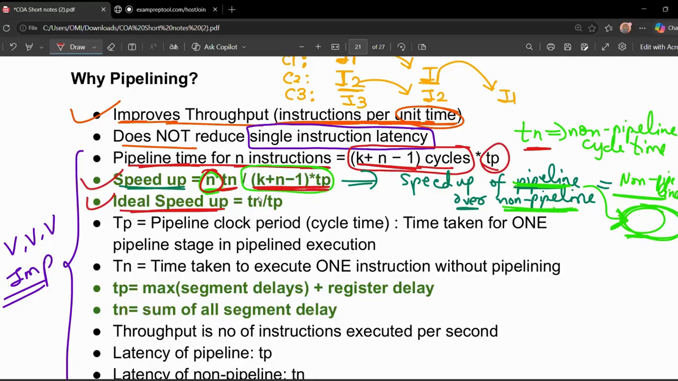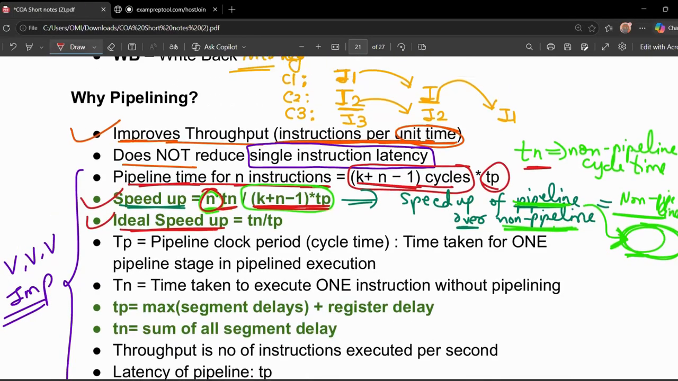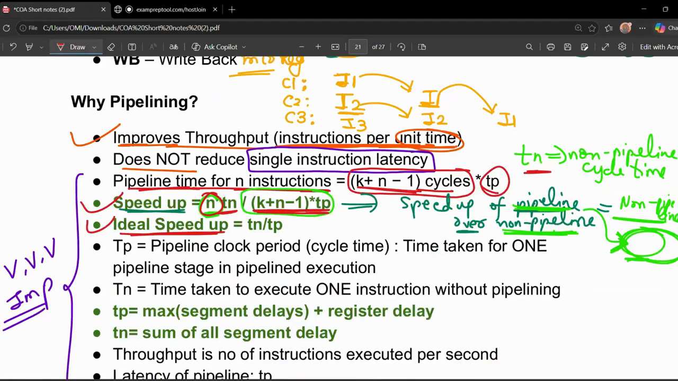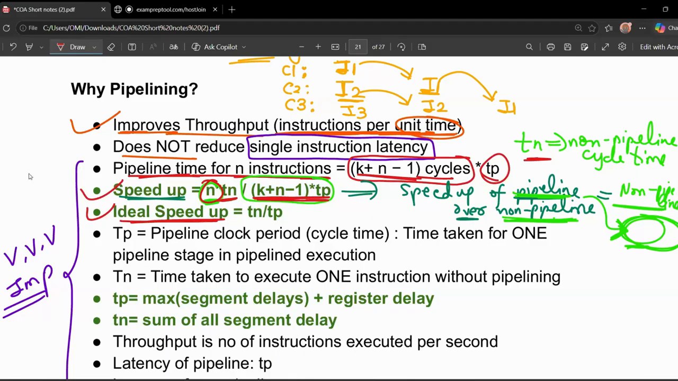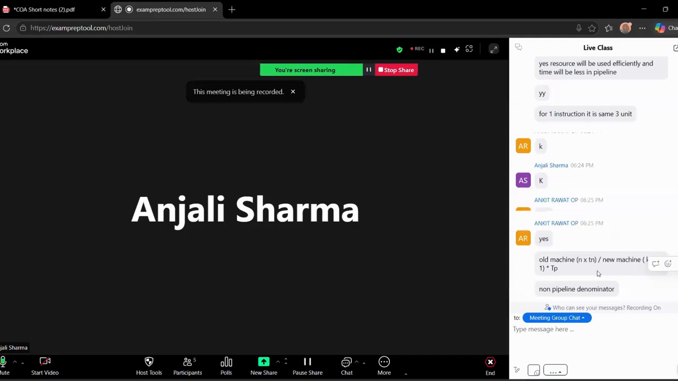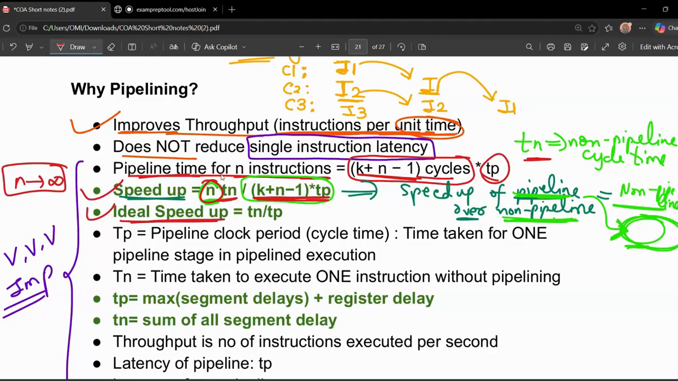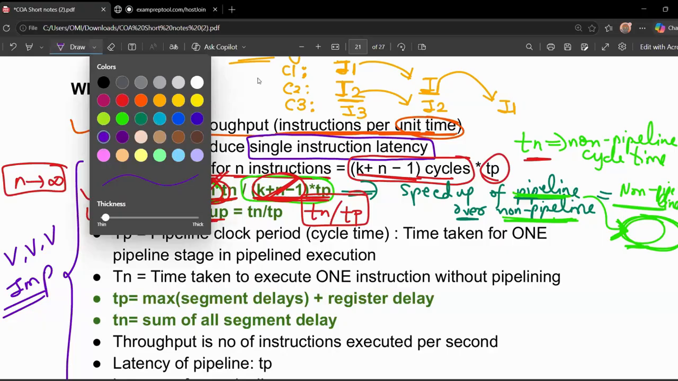In the ideal speed up, we are assuming that n is infinite. If n is infinite, we have so many instructions to execute. Then we just remove both the terms, n and n, because this term and this term are almost equal. So we are left with Tn divided by Tp. This is the formula for ideal speed up.